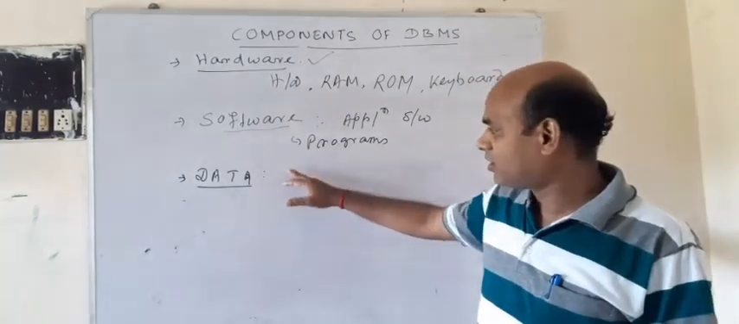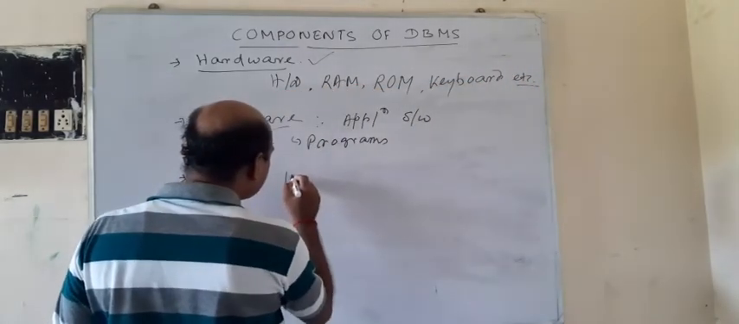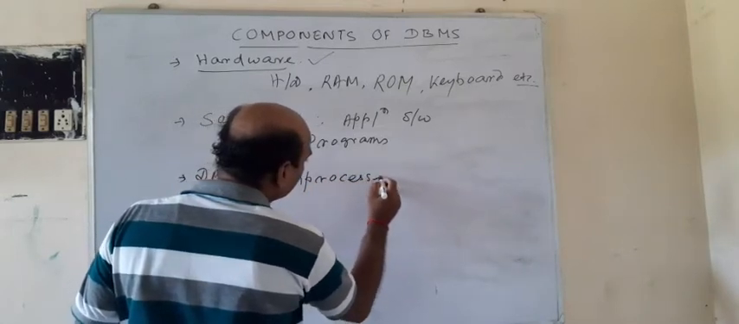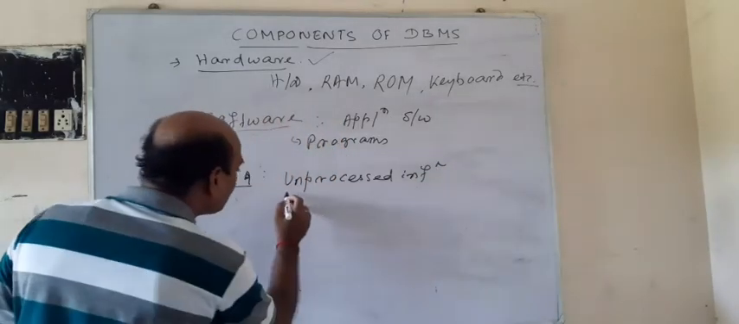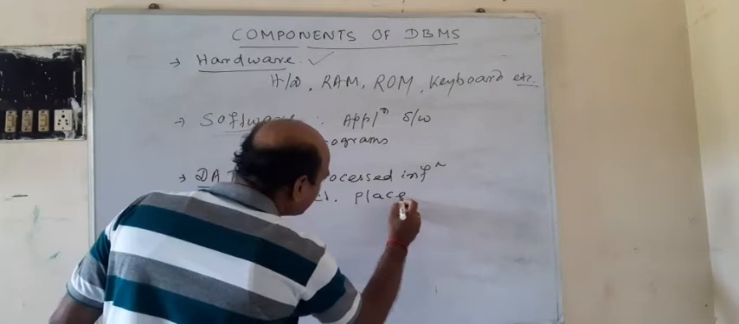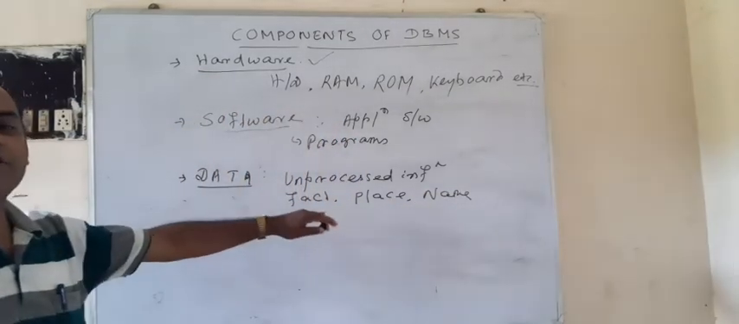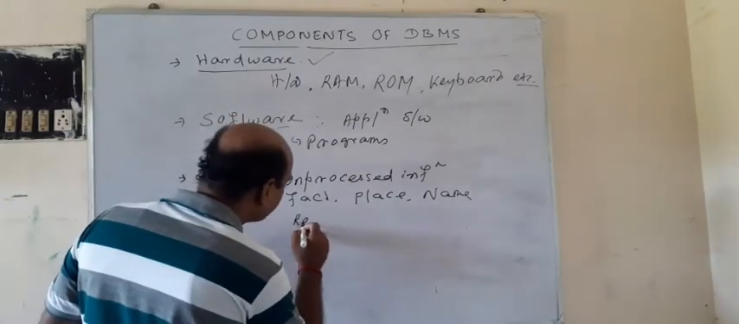Data is the raw form of information. It is the unprocessed information. It may be a fact, or the name of a place, any name, any existential thing in the world. This is the real world object.